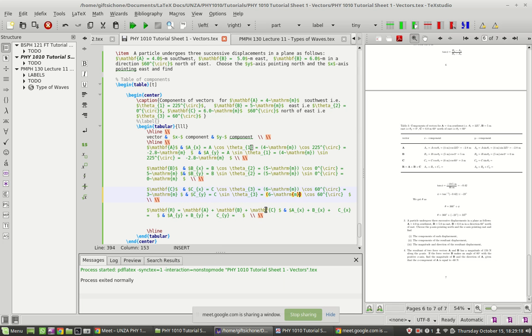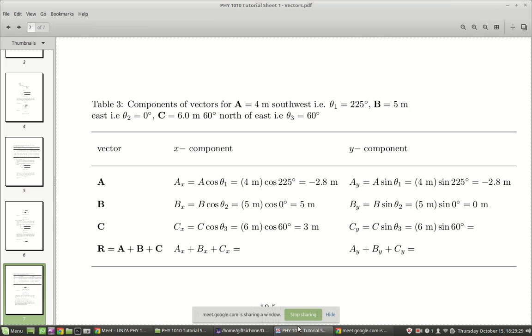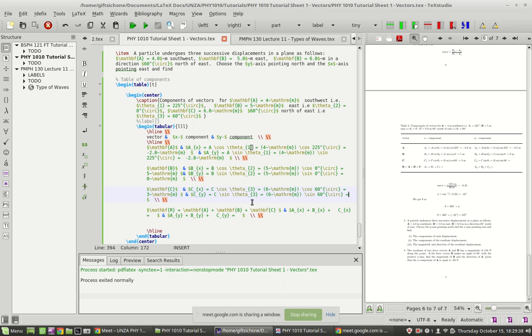6 meters. And the angle is how much? 60. Okay, so there we are. 6 meters times sine 60 degrees. How much is that? 5.2.